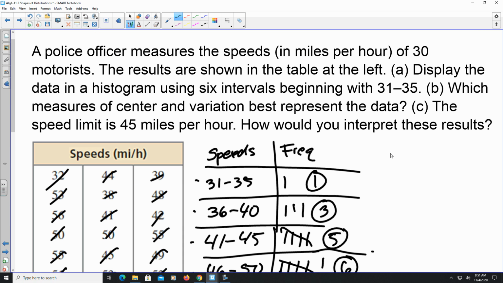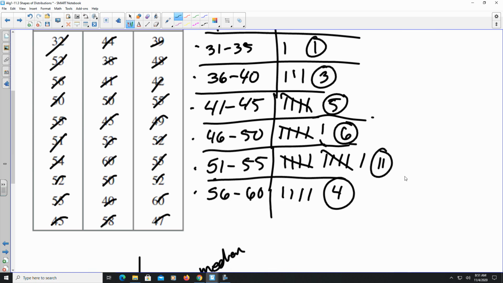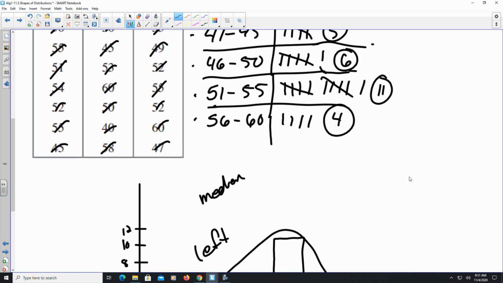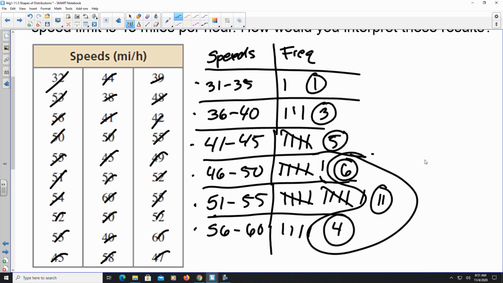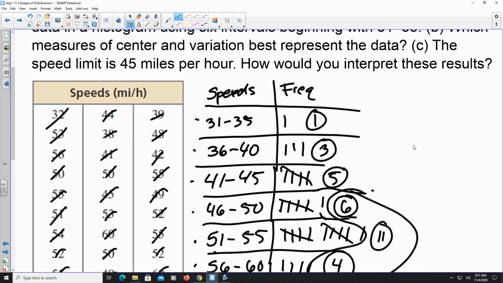And then finally it says the speed limit is 45 miles per hour. How would you interpret these results? Well, looking at the frequency table, it looks like a majority of these motorists were going faster than 45 miles per hour. So you could say that most of the motorists were speeding. So that's how I can compare that.